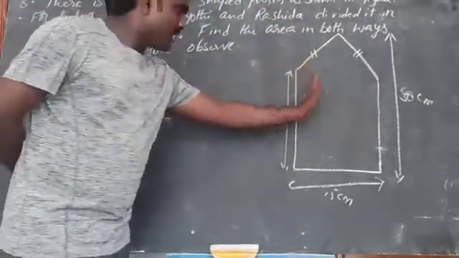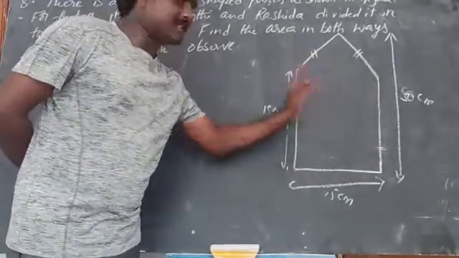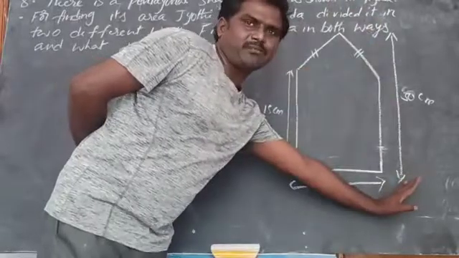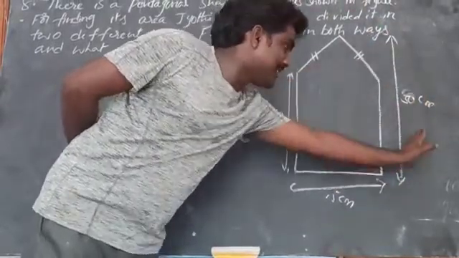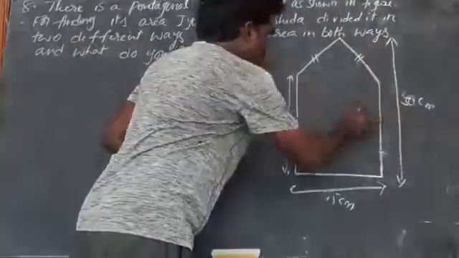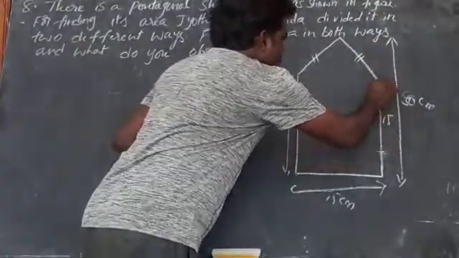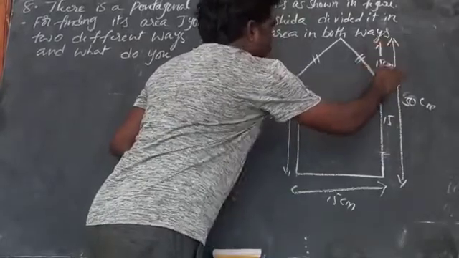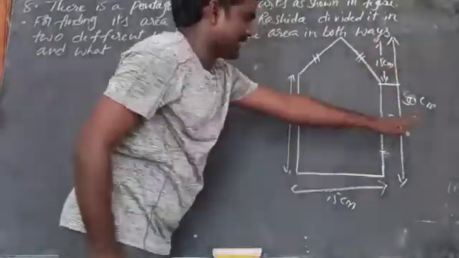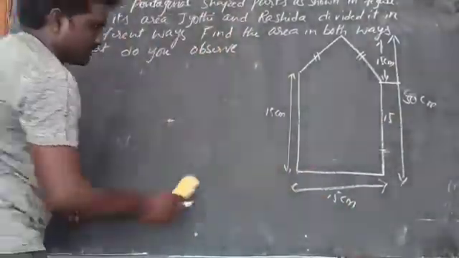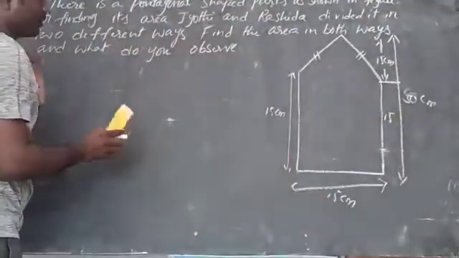First they have given the diagram like this. Here 15, here 15, the total length is 30. In this 30, 15 is one part, so the remaining part is 15. The total is 30. Here also 30. Now first we find Jyoti's way.